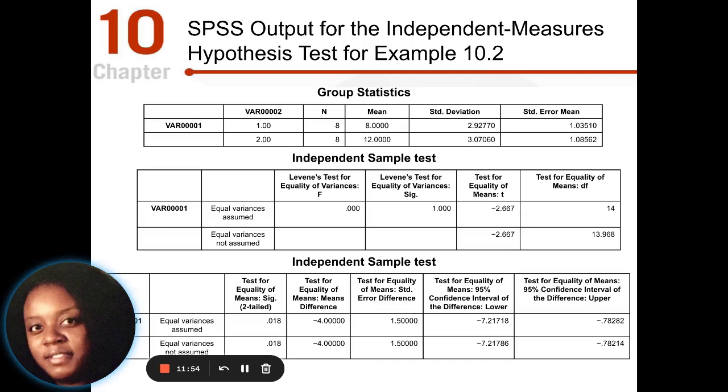You can also see how SPSS, the statistical program, produces the output for the example in 10.2. So hopefully all of these numbers make sense, and hopefully this explanation gives you some additional ideas of how to make those independent measures t-tests.